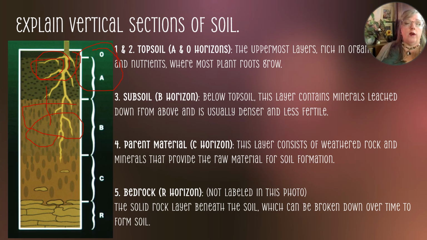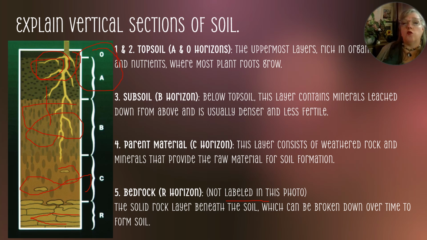Then you have, down here in C horizon, the parent material. Okay, this is the weathered rock and the minerals that provide the raw materials for the soil foundation. And then way down here, 5 is bedrock. Yes, bedrock, just like Minecraft. Bedrock, which is labeled in this photo, but it wasn't labeled in the last one. That's why that looks so funny right there.